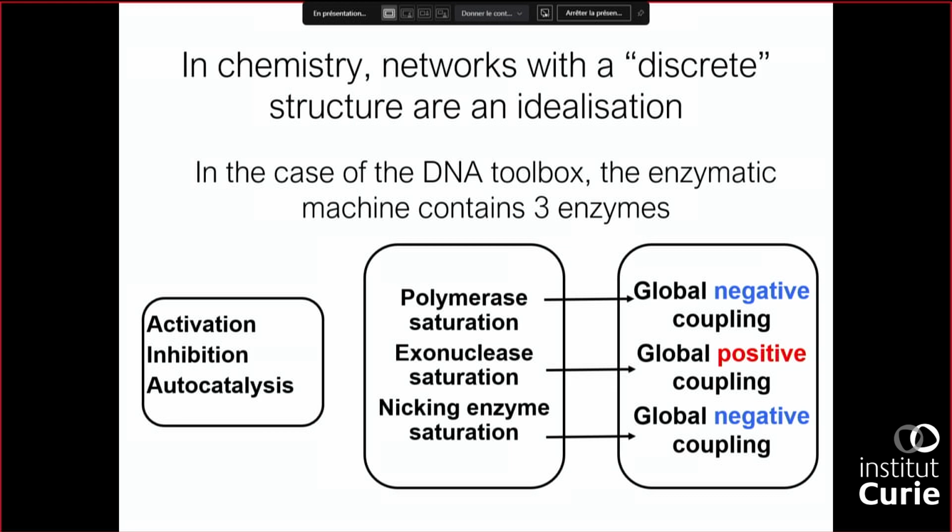So this idea that you have a discrete network structure is a kind of idealization, both in vitro and in vivo.